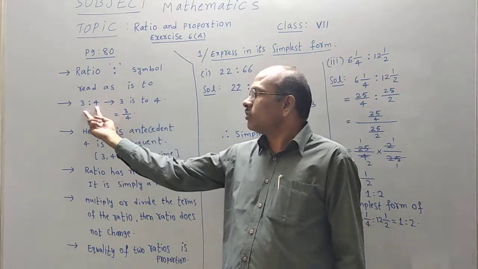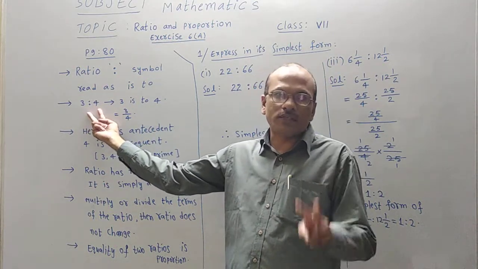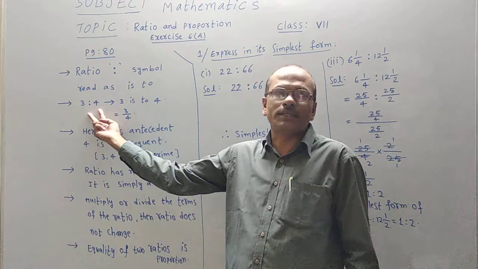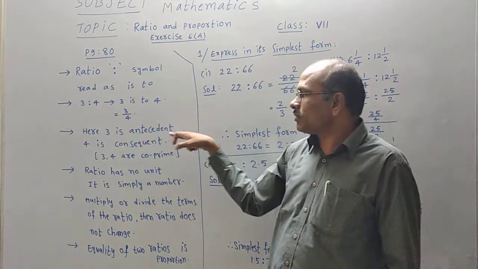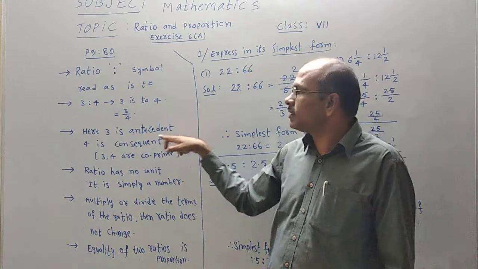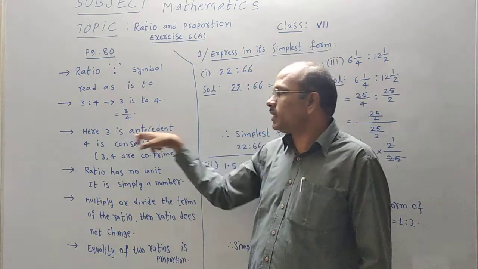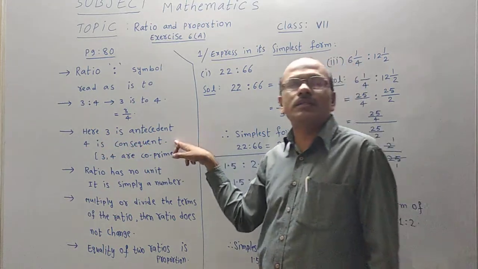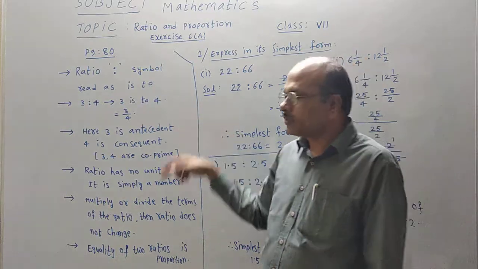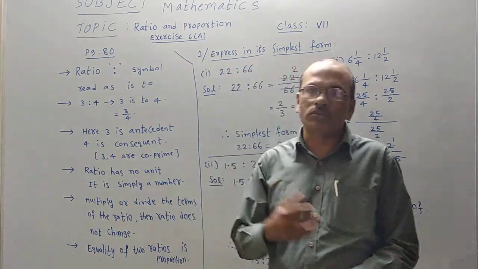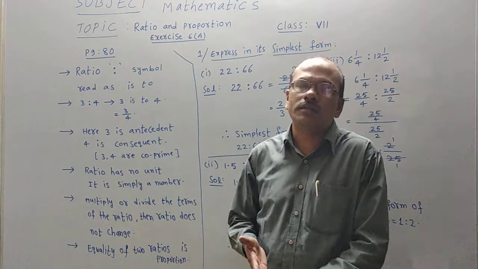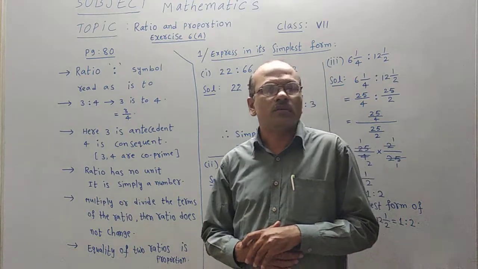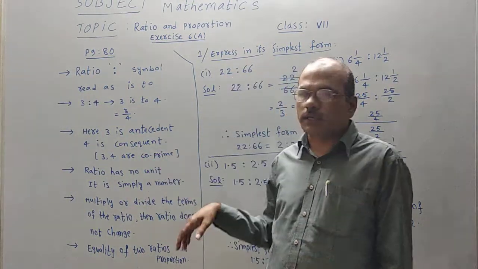Here 3 and 4, two quantities are given, called two terms, TERMS. The first term is called antecedent, that is 3 is the antecedent, and the second term, that is 4, is called consequent. In the ratio 3 is to 4, there are two terms we said. The first term is antecedent, the second term is consequent. You have learned already in class 6, even 5th, I think so. A little clarity we are giving now here.